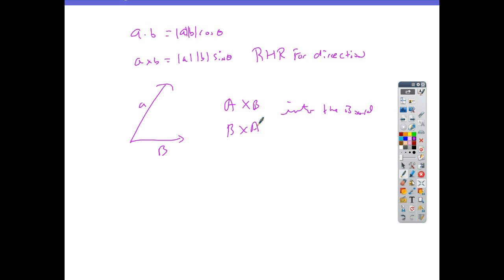B cross A. Karate chop the B. Curl your fingers in the direction of A. Does it work? Oh yeah, it works. Stick out your thumb. Look at that. Out of the board. It's crazy. Our thumb points up when we use the hand that way. What does this mean?